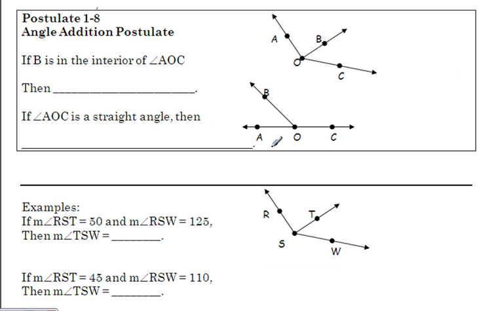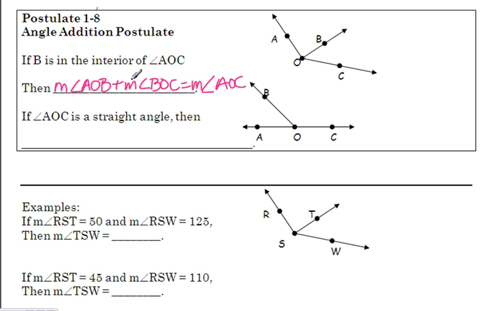In our previous lesson, we had a segment addition postulate. Well, there's also an angle addition postulate. So if B is on the interior of angle AOC, meaning B is on the inside of that angle, then the measure of angle AOB plus the measure of angle BOC is going to equal the measure of angle AOC.